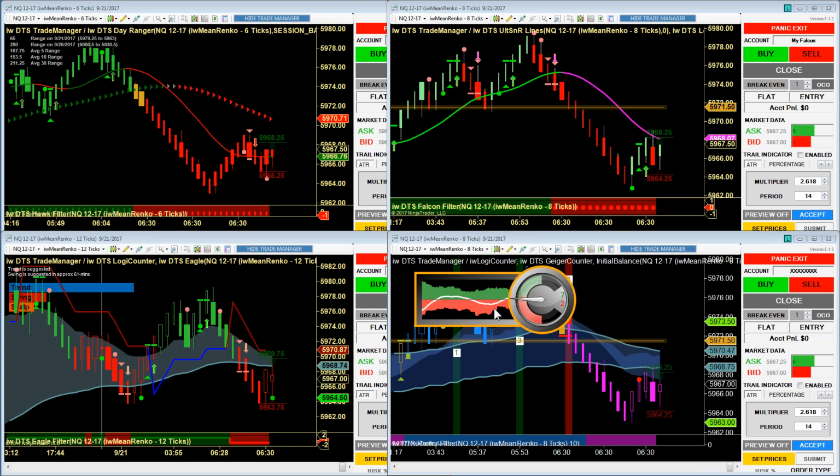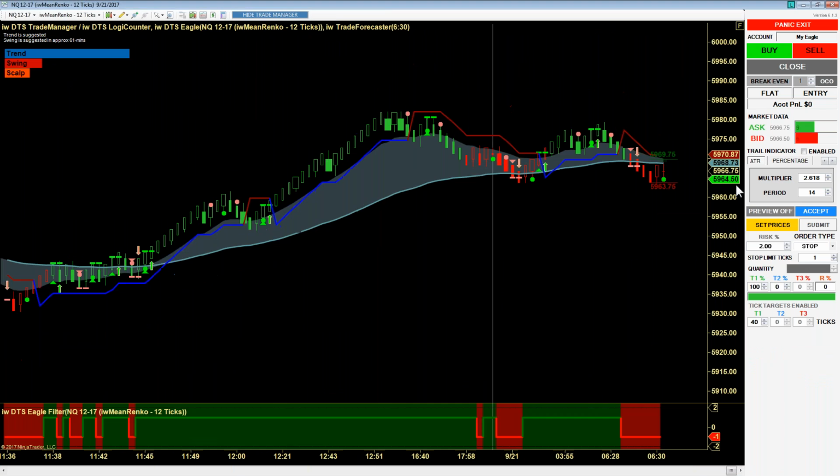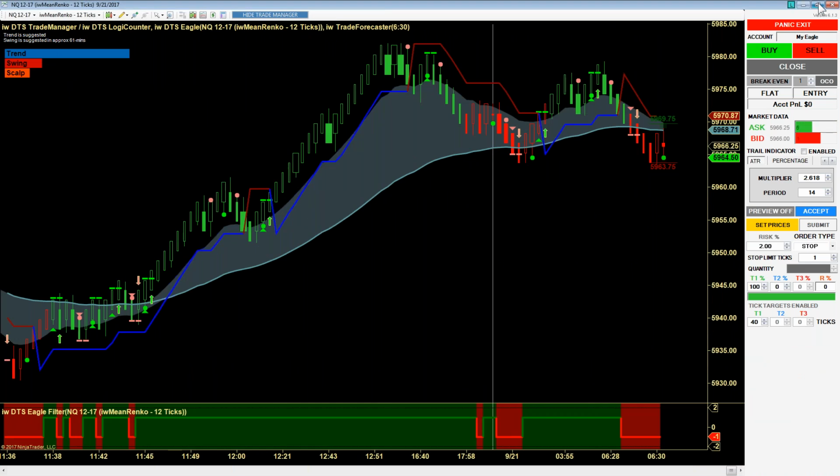The market's struggling with the resistance around the 6,000 area. We do have an early rule of 3 building here on the Eagle. The rule of 3, the counter trend signal for the Eagle. And what happens is we start printing signals against the band. So we have a bullish band, but we're producing sell signals.